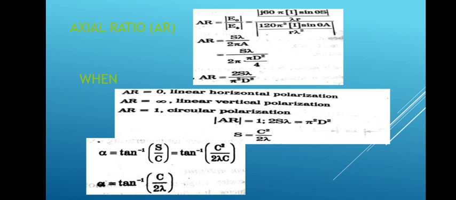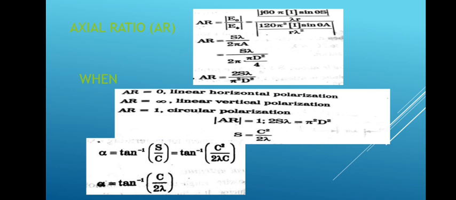Now we come to the axial ratio. What is the axial ratio? The ratio of the E theta component to the E phi component. By calculating all this, we get the axial ratio equal to S lambda by 2 pi A, where A is the area of the loop, pi d square by 4. Substituting here, finally you get the axial ratio equal to 2 S lambda by pi square d square, right? So this is about the axial ratio.